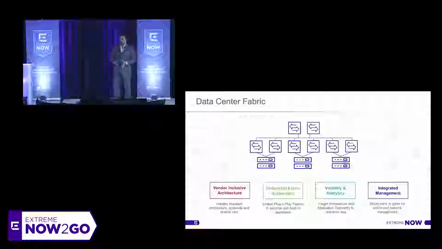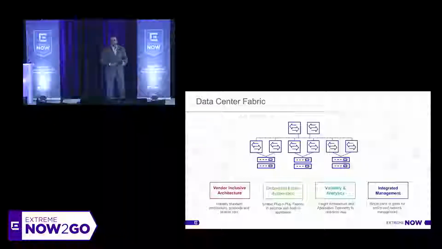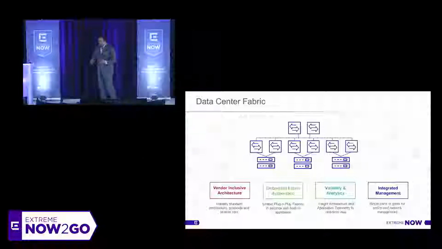Also, what's part of that fabric is visibility and analytics. What we call inside architecture, which is an onboard guest virtual machine that's running that allows you to see exactly the data that's traversing your network and giving some intelligence to it. And finally, when you're looking at a data center fabric, you have to have management. And we can achieve that through Extreme Management Center, one single pane of management.